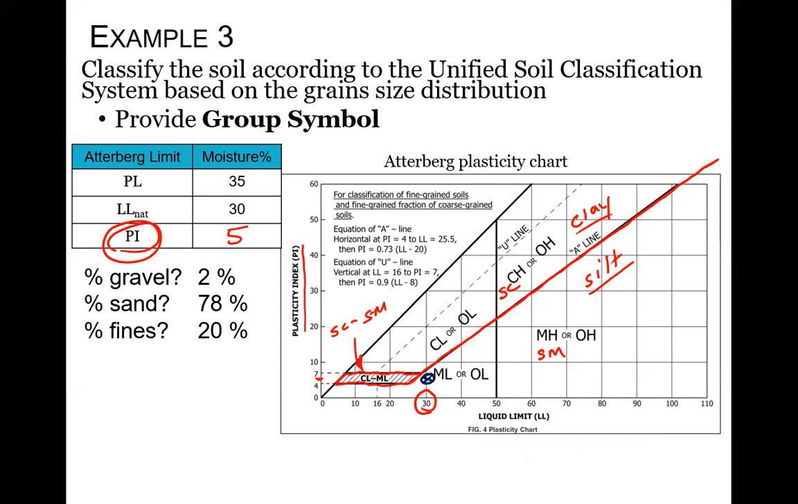So this would mean that our soil is a what? That would be an SM. So that would be the group symbol.